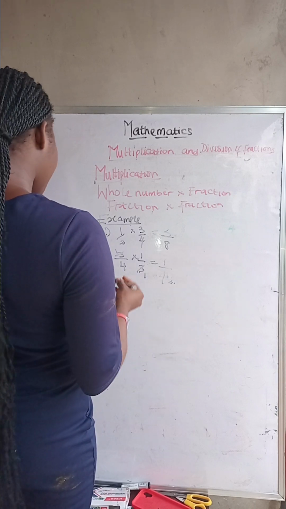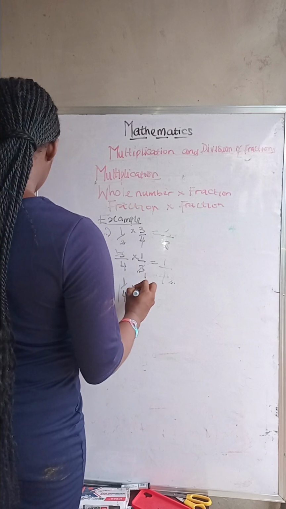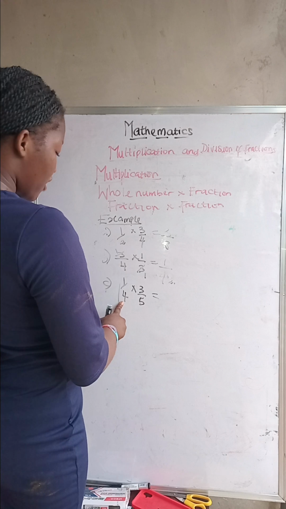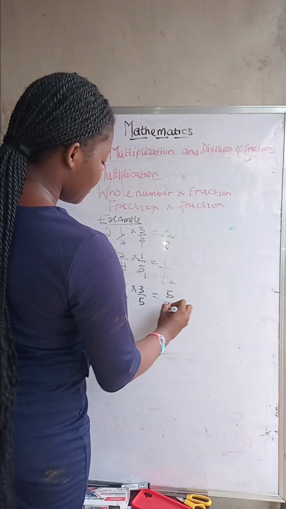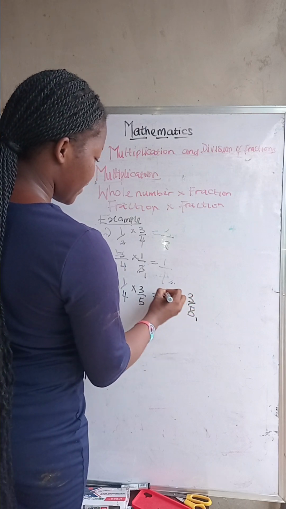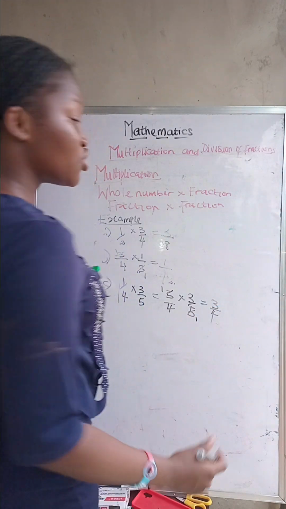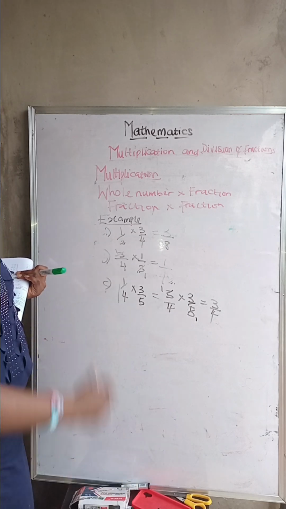So now we have a mixed fraction and a proper fraction, like 1 and 1 over 4 times 3 over 5. So you first change this to an improper fraction. So 4 times 1, 4, plus 1, 5. That's 5 over 4 times 3 over 5. 5 here, 5 here, 1. So we have what? 3 over 4. In multiplication, it's all about crossing out the numbers.